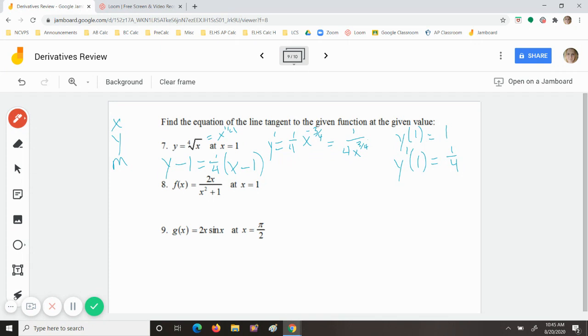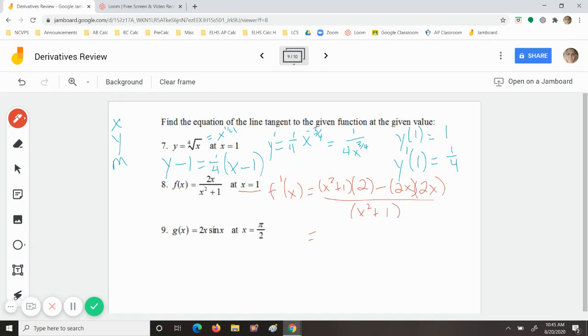All right, let's take a look at number 8. We need the same things. We already have the x-coordinate, x equals 1. We need the y-coordinate, and we need the slope. So let's go ahead and find that derivative. Let's use quotient rule. Bottom times derivative of top minus top times derivative of bottom, all over bottom squared.